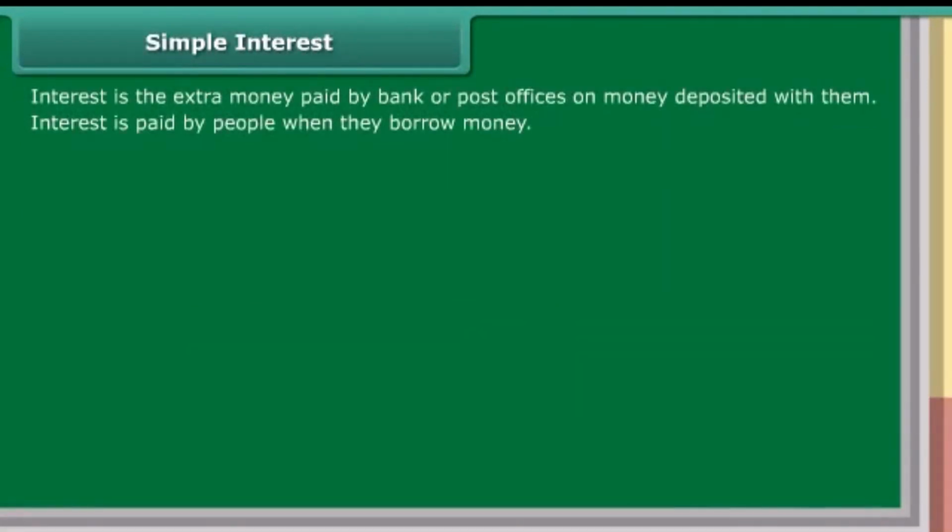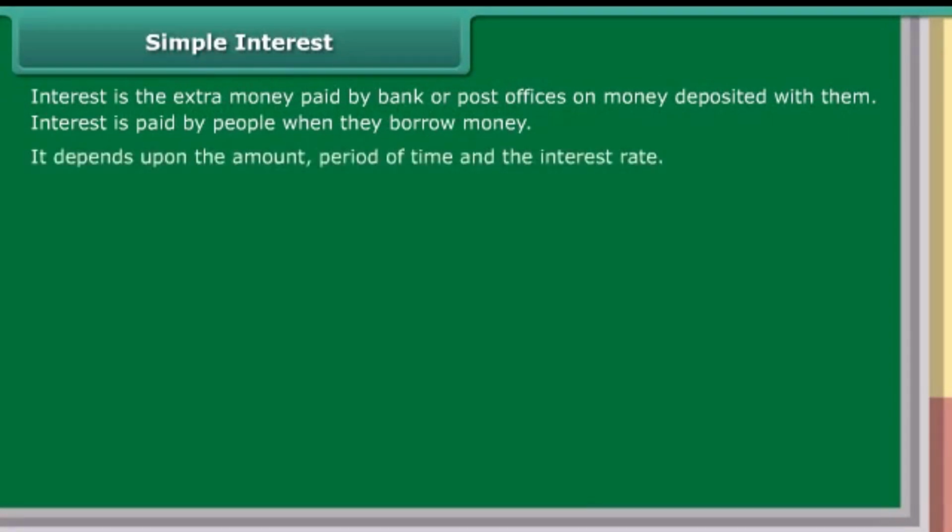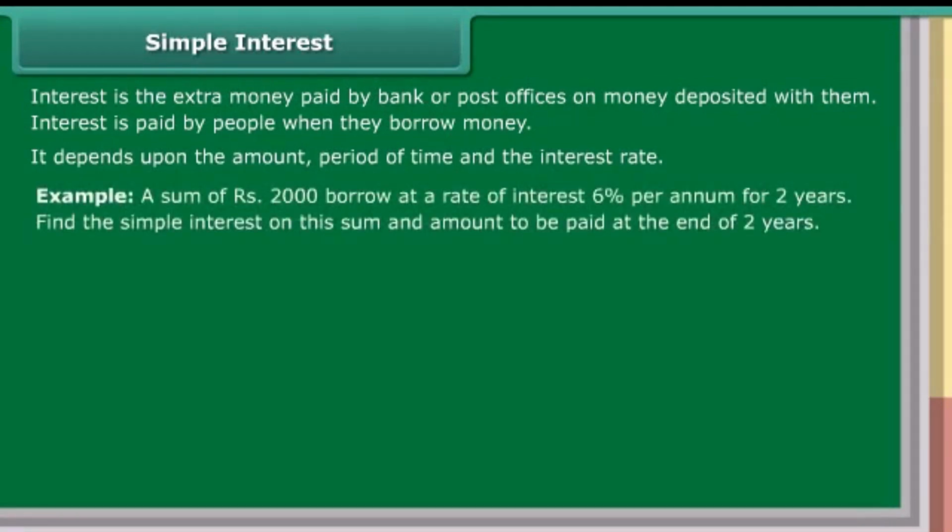Simple interest. Interest is the extra money paid by bank or post offices on money deposited with them. Interest is paid by people when they borrow money. It depends upon the amount, period of time, and the interest rate. Example. A sum of rupees 2,000 is borrowed at a rate of interest 6% per annum for 2 years. Find the simple interest on this sum and amount to be paid at the end of 2 years.